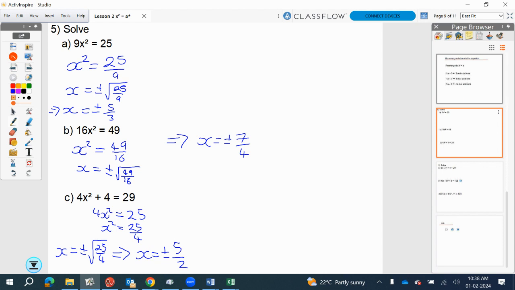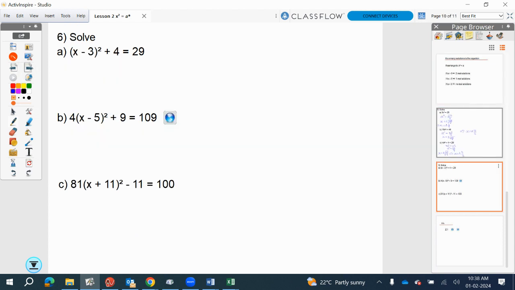So same process now. Let me do the first one for you. So, well, we'll do it together. We want to rearrange. So what do we move first? We subtract 4 on both sides. We get x minus 3 squared equals 25.